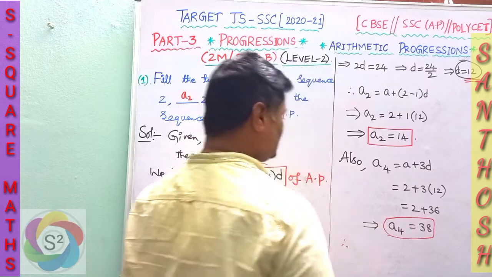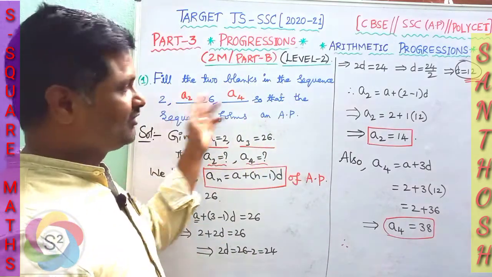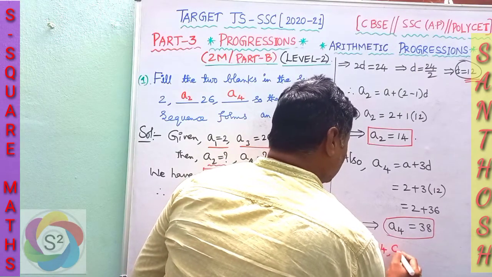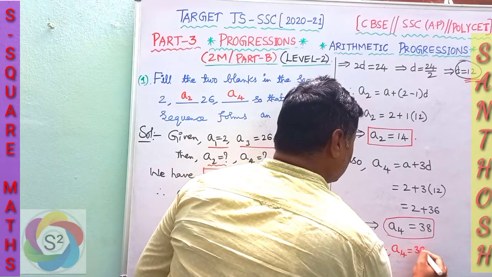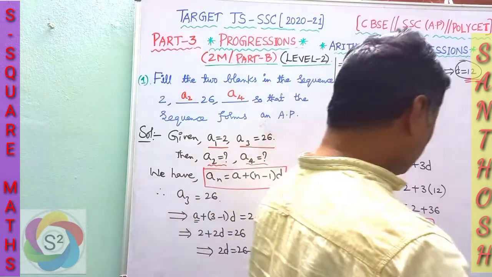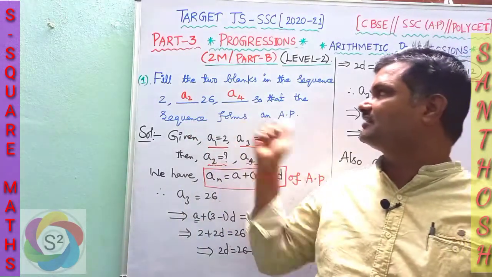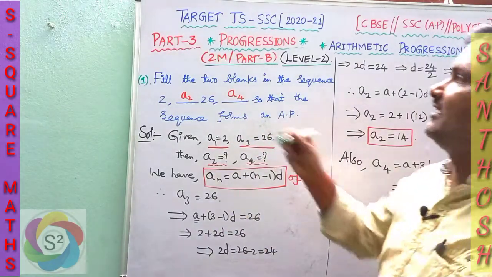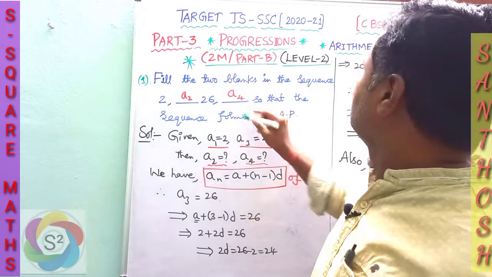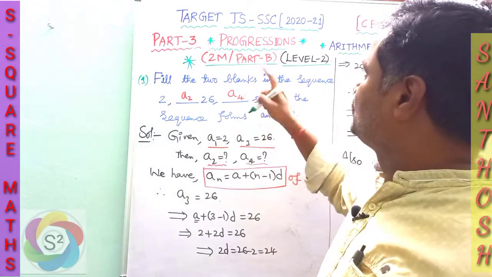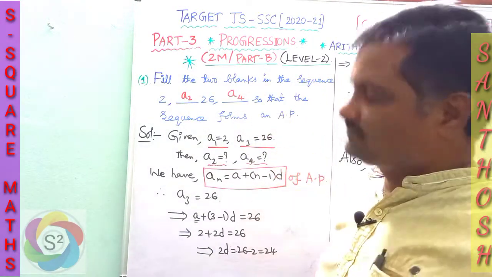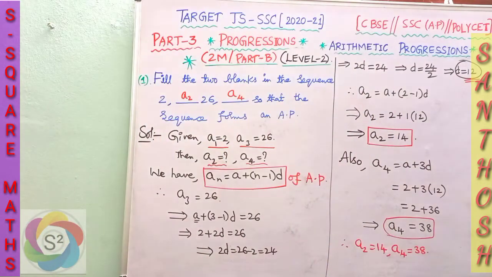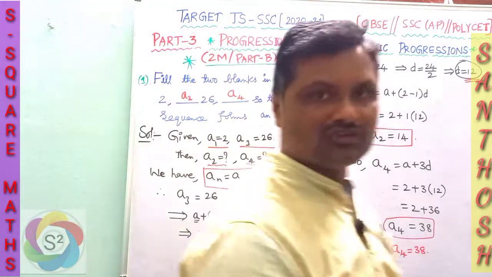So therefore, what is the second term I got here? The second term is 14 and the fourth term is 38. So 14 and 38 are the missing terms here. The most important problem, the missing terms of the AP. You can have the star mark. It is also important, Level 2, 2 marks. Once you have a look, it is a most important problem.